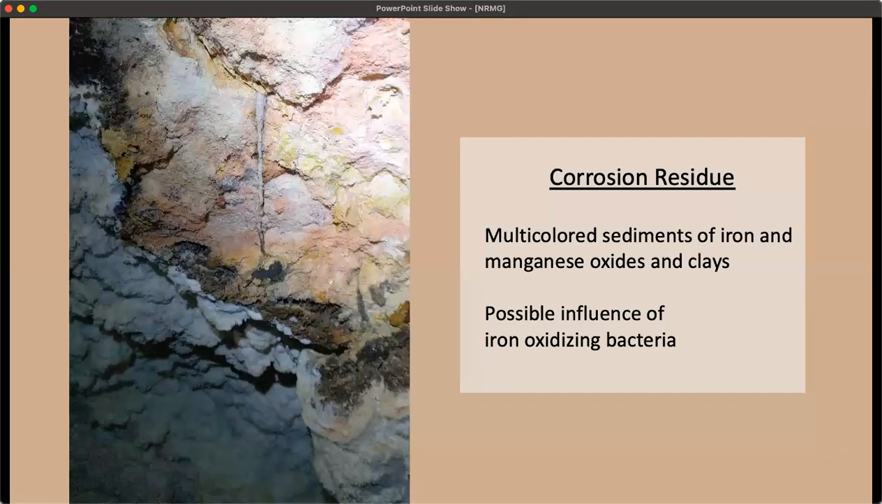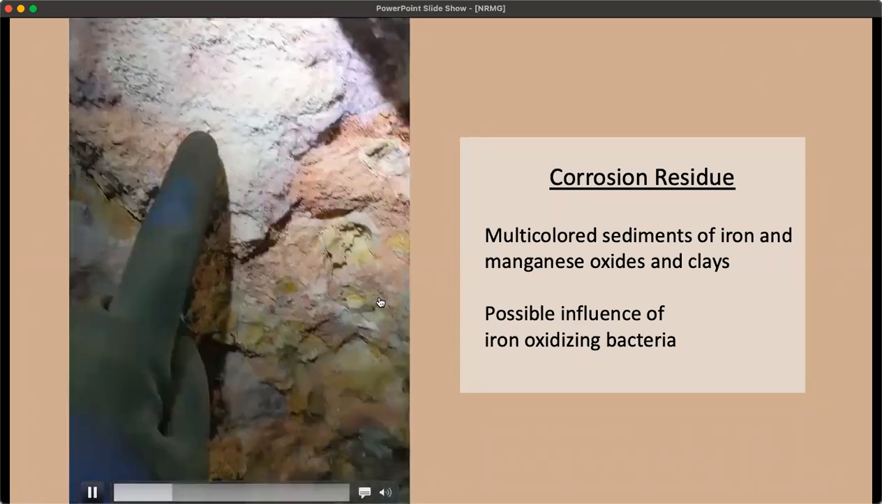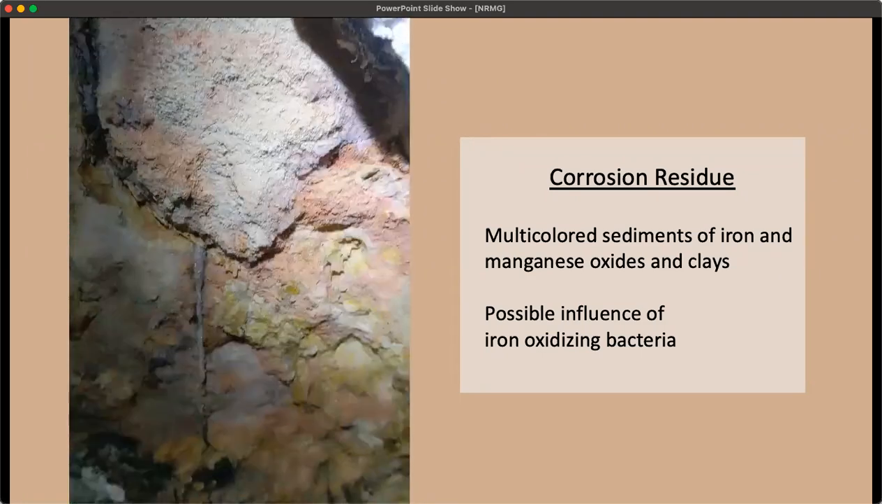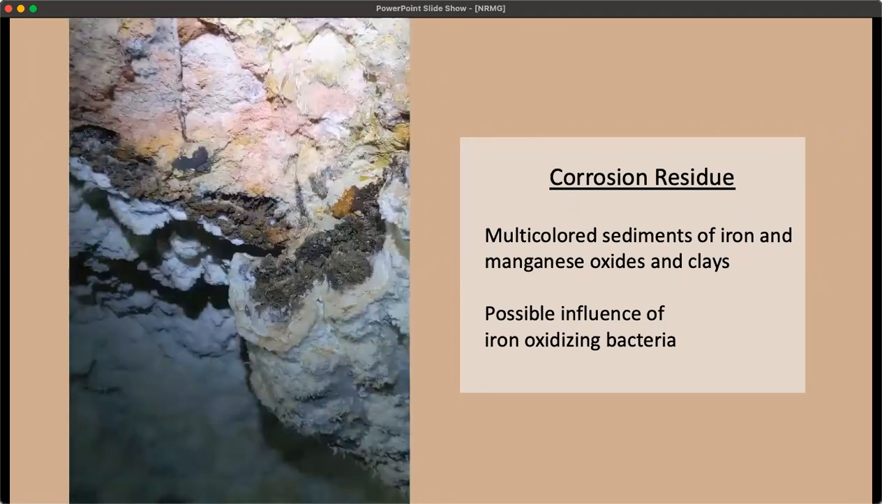Okay, corrosion residue. Multicolored sediments of iron and manganese oxides and clays. Now this stuff is really, really soft. I can practically just poke my finger through the wall there. Now it's described in other hypogene caves as a sulfuric acid alteration of clay, which produces iron and manganese oxides and hydroxides. Some studies show that corrosion residue deposits are biogenic, which are the result of redox reactions. Subsequently, oxidation reactions in the weathering zone can serve as an energy source for microorganisms such as iron oxidizing bacteria.